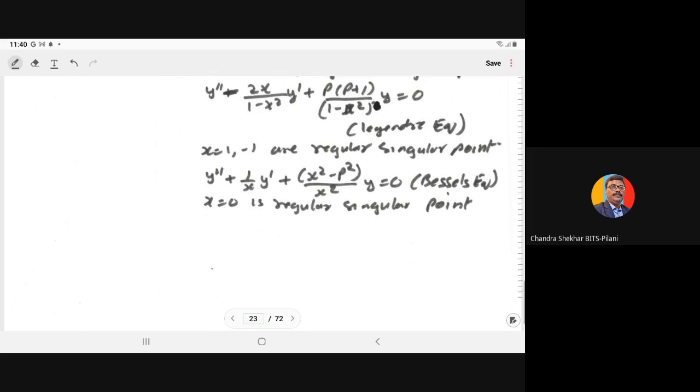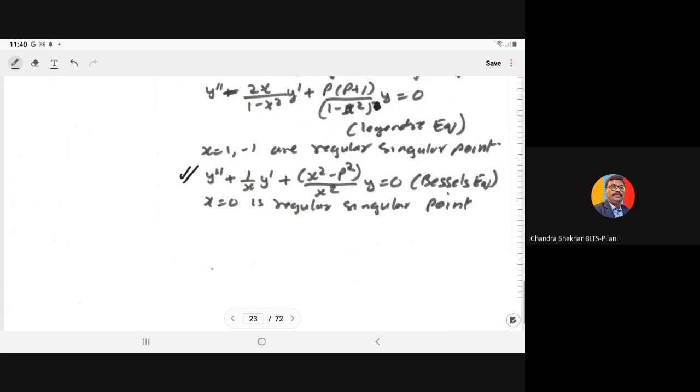For example, this is the Bessel equation. In chapter 4, you studied the Bessel equation many times. Here we have y'' + (1/x) y' + (x^2 - p^2)/x^2 y = 0. So this is the Bessel equation. Can you tell me whether x = 0 is an ordinary point or not?